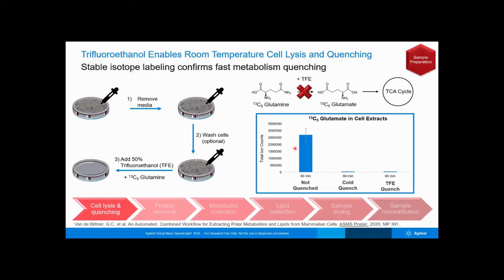On the left, cell lysate from cells that have not had their metabolism quenched show a high conversion of labeled glutamine into labeled glutamate. Both a cold quench and our room temperature TFE quench prevent the conversion of labeled glutamine to labeled glutamate, indicating metabolism has been efficiently quenched. There is a small amount of measurable labeled glutamate in the quench samples. This is equivalent to the background level of labeled glutamate from control samples not containing cells.